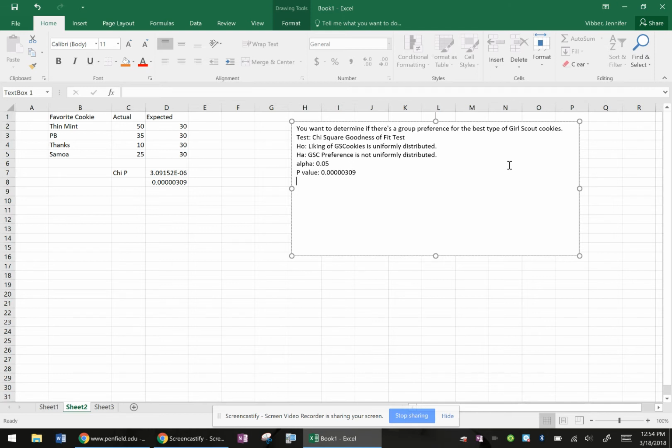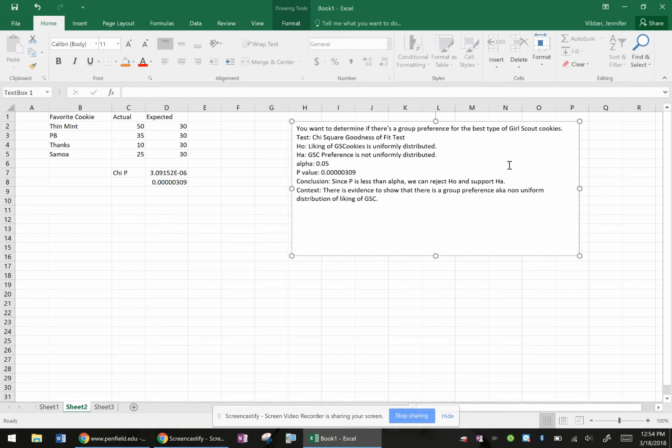Okay, so we go from there and say our p-value is tiny. So our conclusion, since p is less than alpha, we can reject H0 and support HA. In context, that means there is evidence to show that there is a group preference, aka non-uniform distribution, of liking of Girl Scout cookies. And there you go. Obviously, we knew that was going to happen because Thin Mints are awesome.